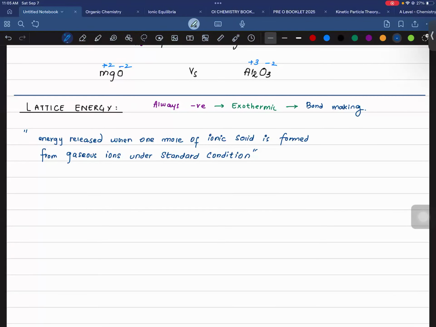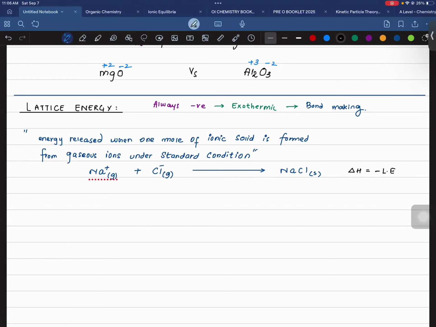Means I have to make this, okay, sodium chloride solid. So I need this according to the definition, and I need this according to the definition. Obviously, the energy that is released would be the lattice energy, but negative.